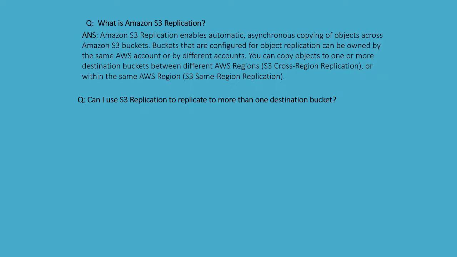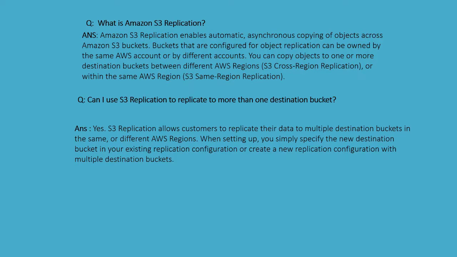Can I use S3 replication to replicate to more than one destination bucket? Yes, S3 replication allows customers to replicate their data to multiple destination buckets in the same or different AWS Regions. When setting up, simply specify the new destination bucket in your existing replication configuration, or create a new replication configuration with multiple destination buckets.